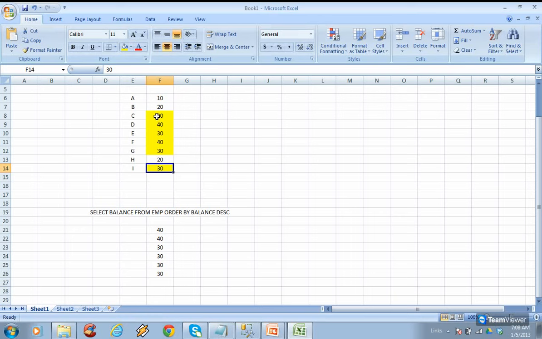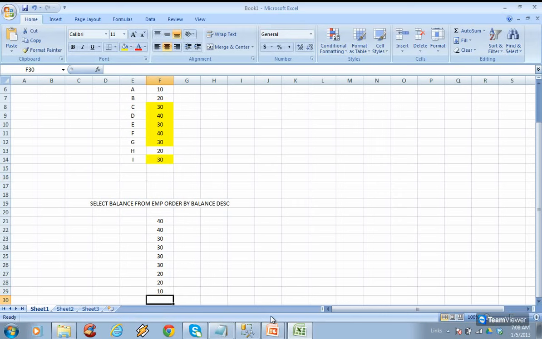Then you have 20, 20, 10. So 20, 20, 10. Okay. Now here, what is the maximum balance? Maximum balance is 40. Then the second highest balance is 30. And now the third highest balance is 20, then this one. So you have some duplicates in this.